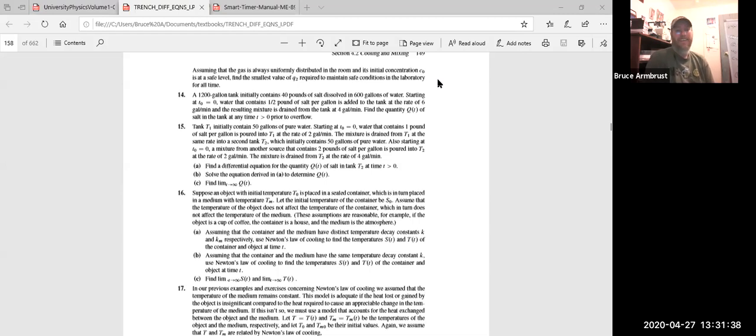All right, so find a differential equation for the quantity Q of salt in tank T2, and then solve that equation, and then figure out what the limit is as t goes to infinity. All right, this one we definitely need a picture because we've got multiple tanks.